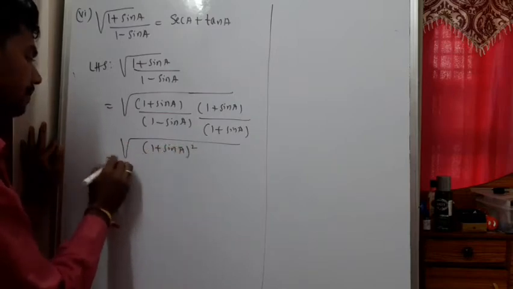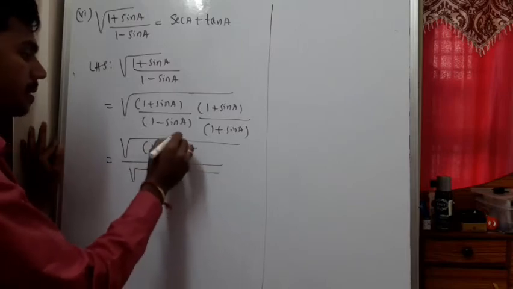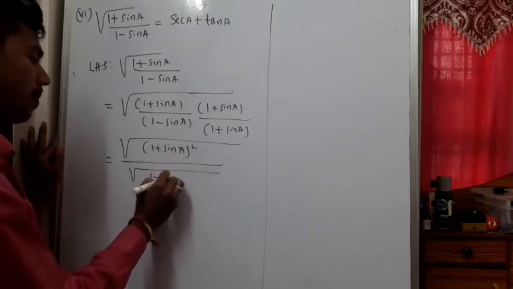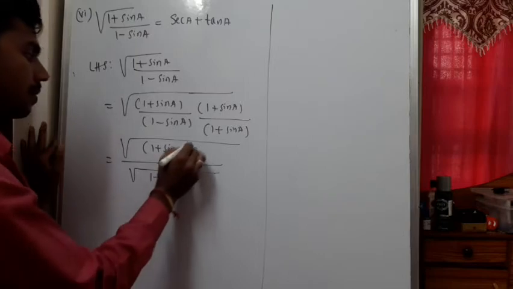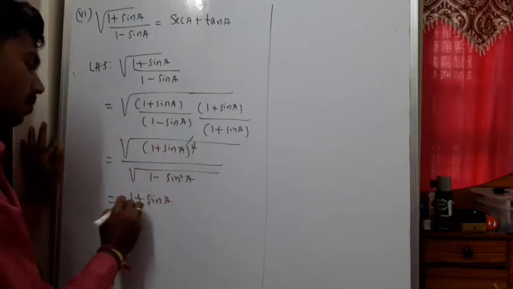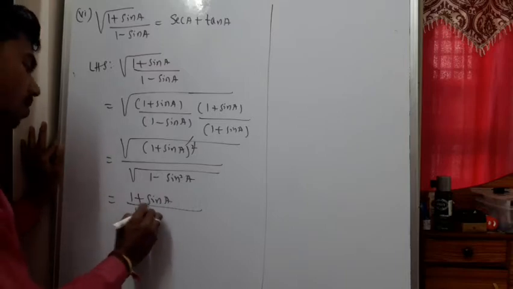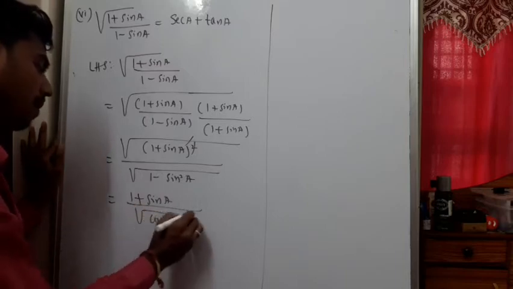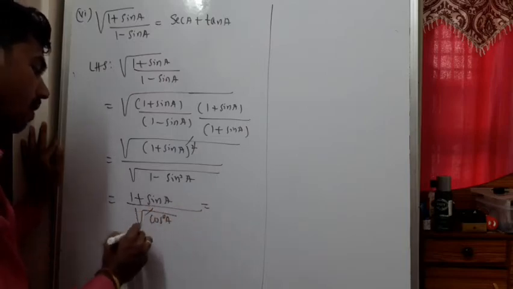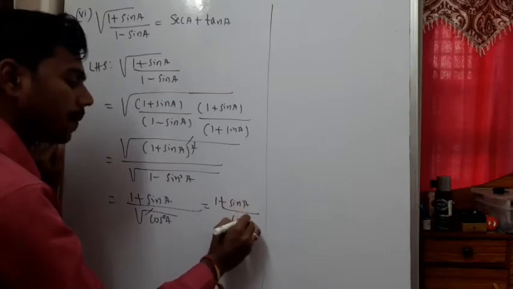divided by (1 plus sin A)(1 minus sin A), which is nothing but 1 minus sin square A. So the square root and square will get cancelled, leaving 1 plus sin A, and the square root of 1 minus sin square A, where sin square A can be written as cos square A. So the square and square root will get cancelled: 1 plus sin A divided by cos A.